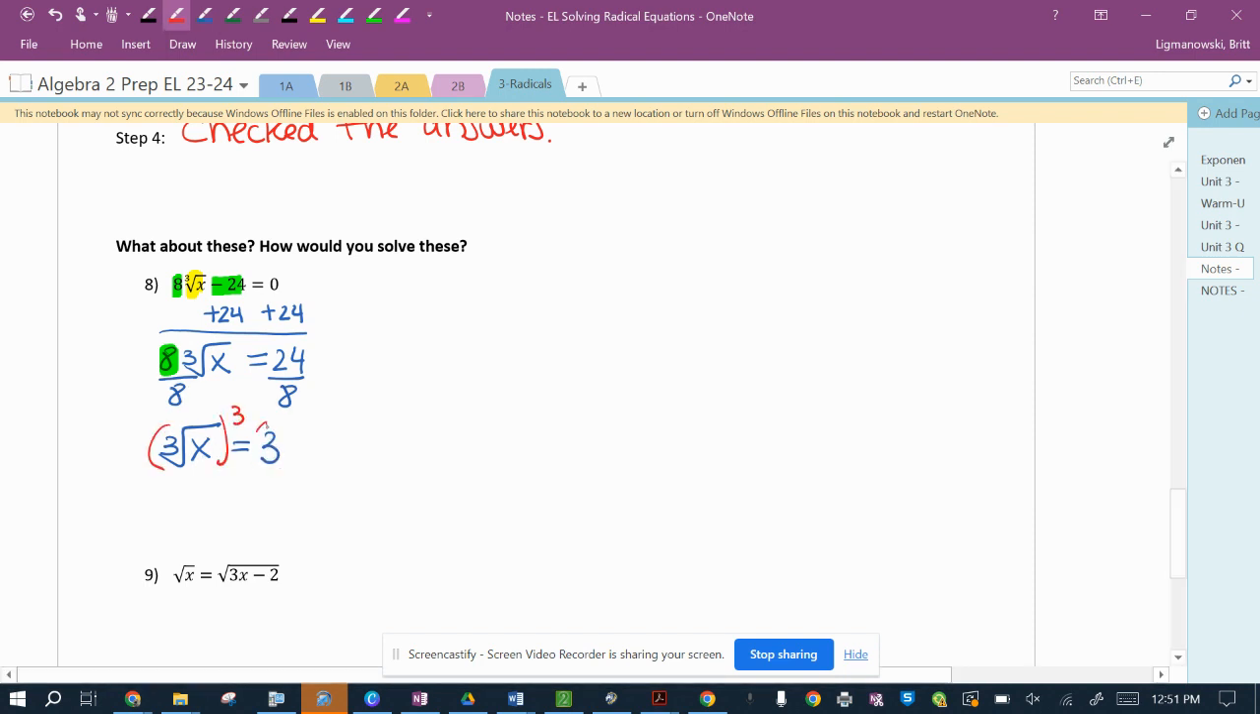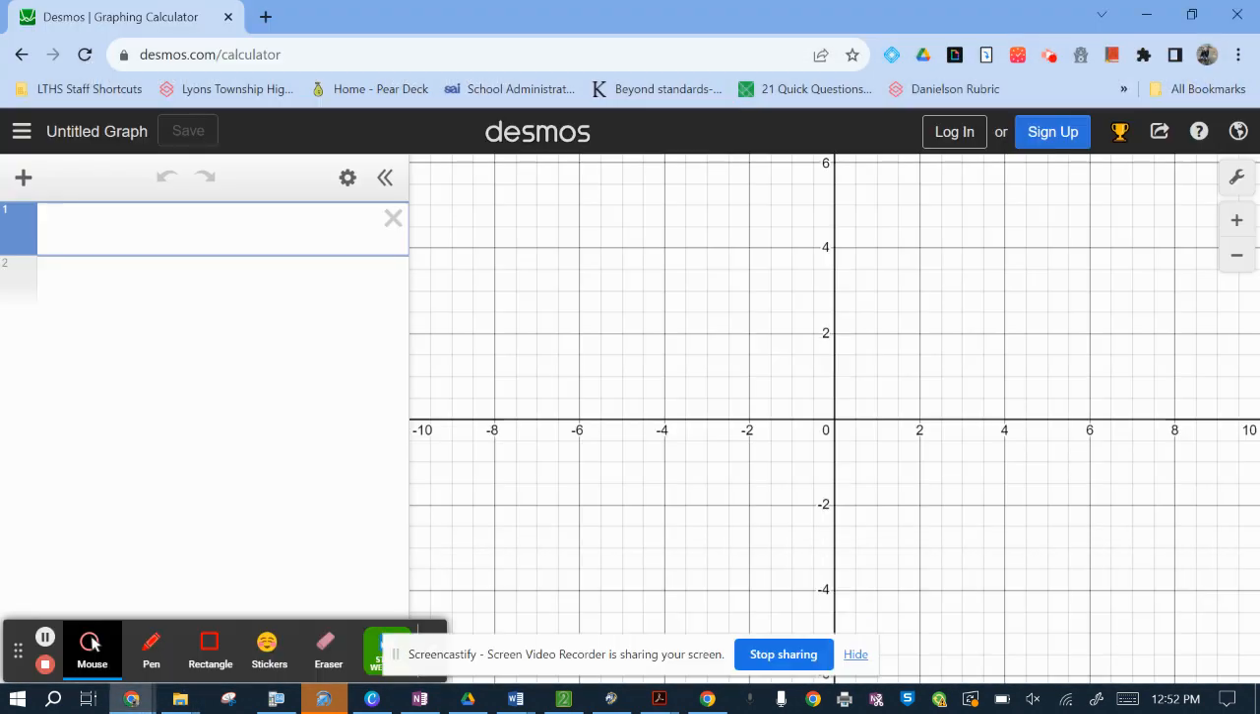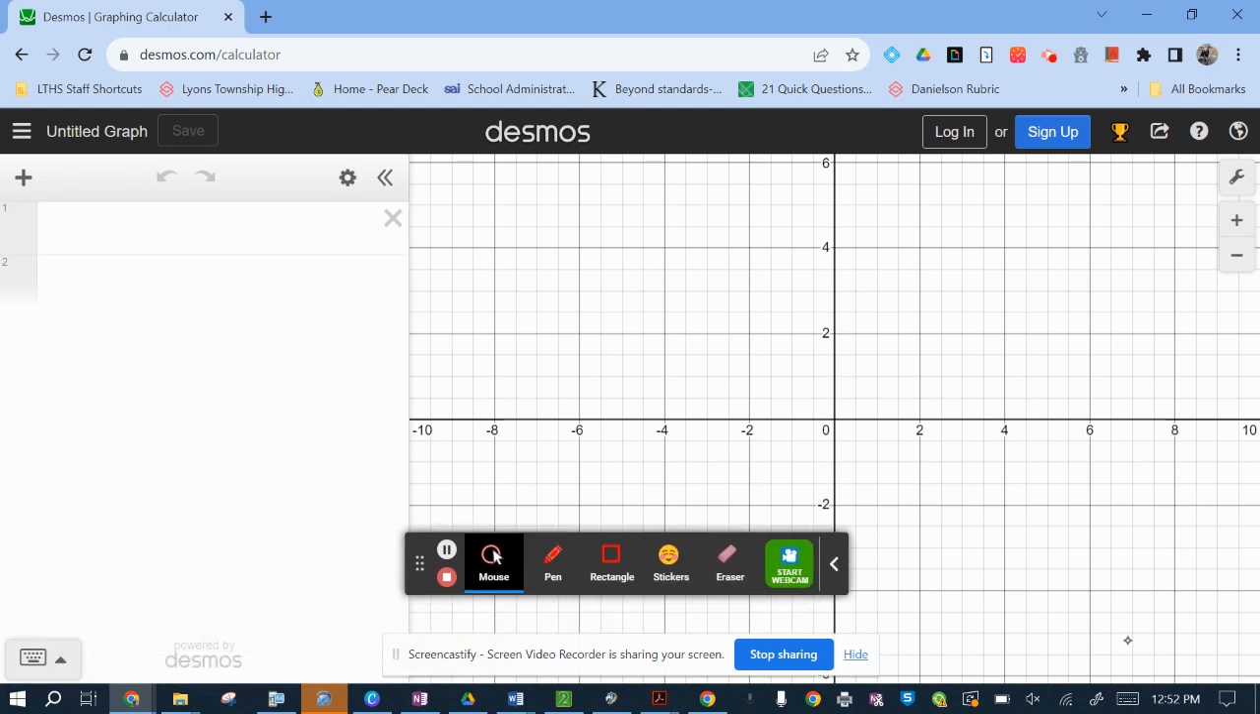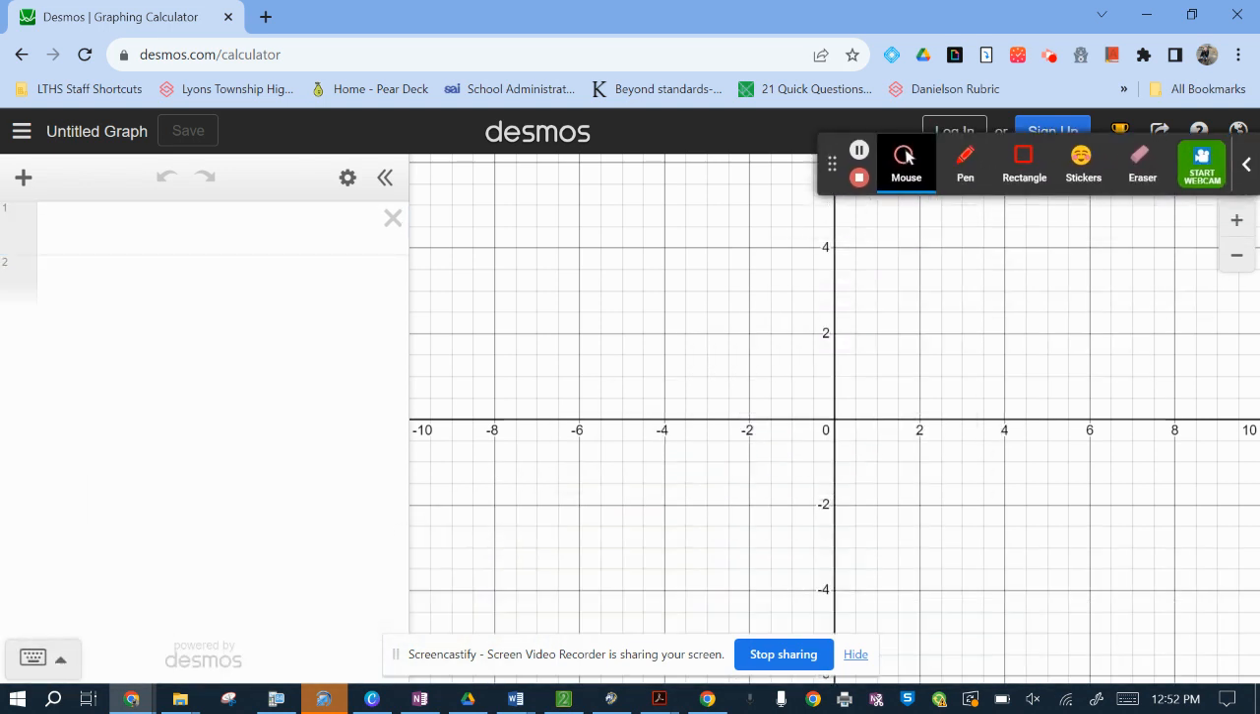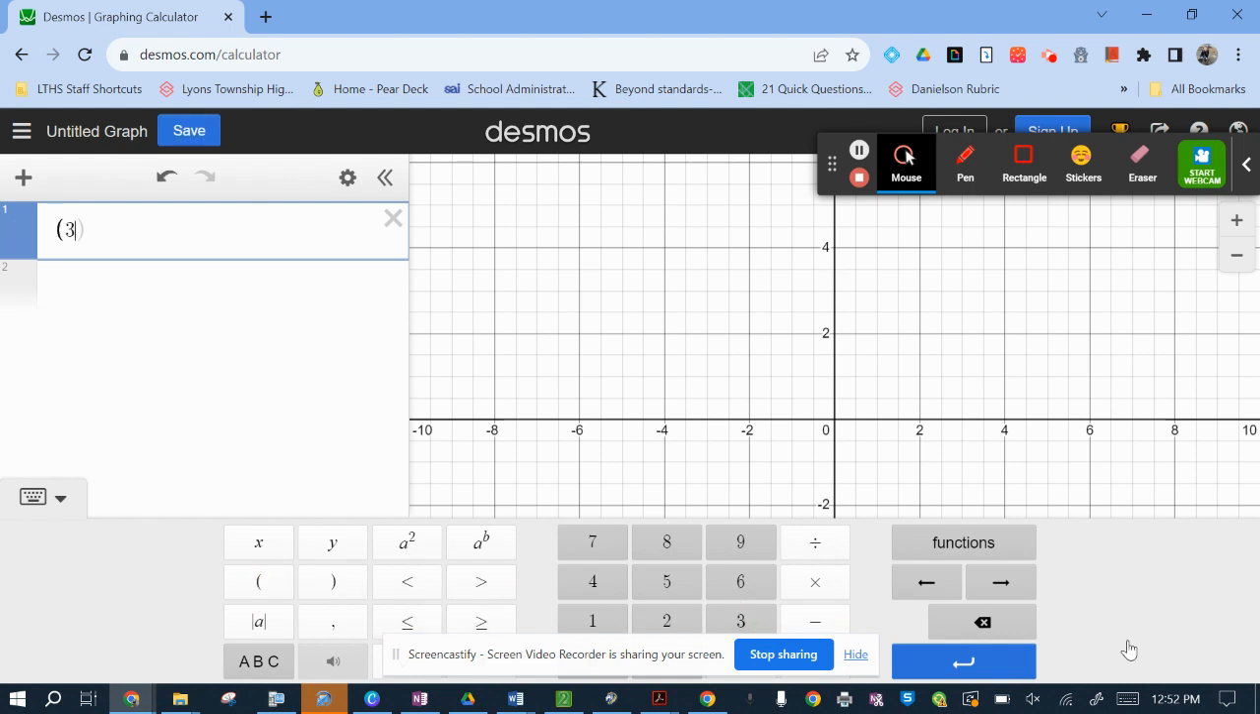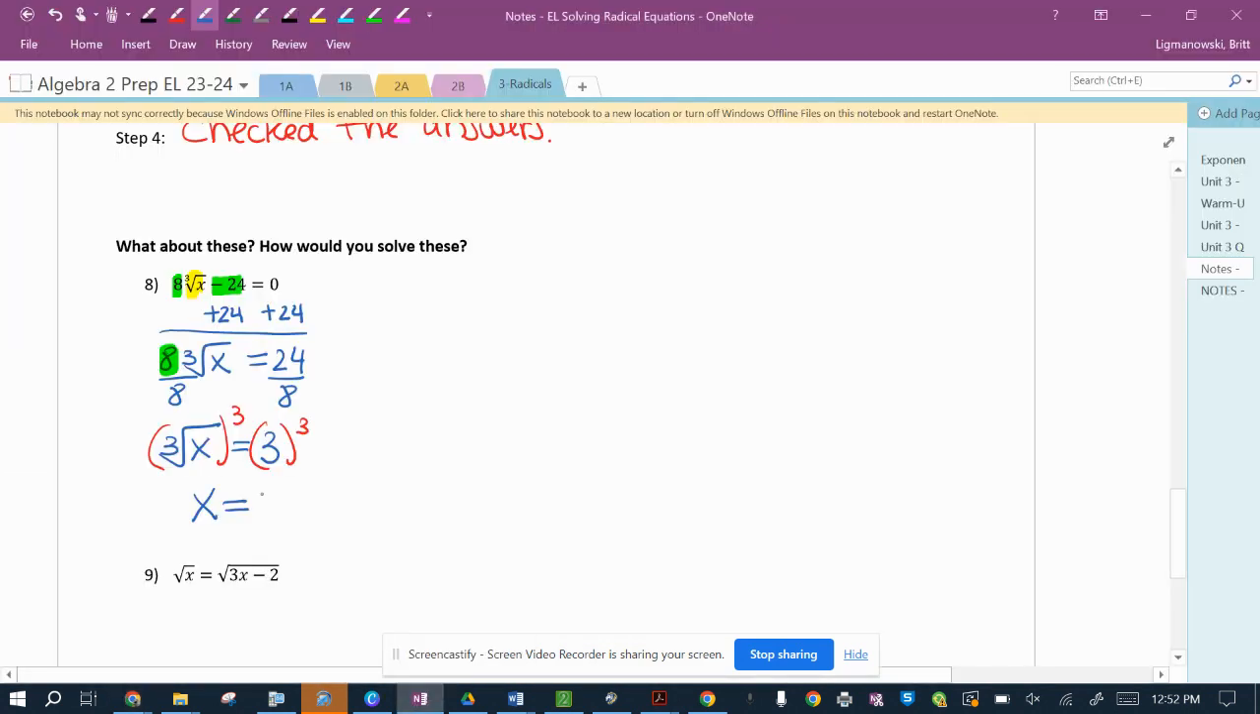And I'm going to cube both sides. And 3 to the 3rd power, we would put that in our calculator. 3 to the 3rd power, and we would get 27. So remember, because this is a raíz cúbica, that's why we're raising it to the 3rd power on both sides. If it was a square root or raíz cuadrada, then we would raise it to the 2nd power on both sides. So let's check our answer.